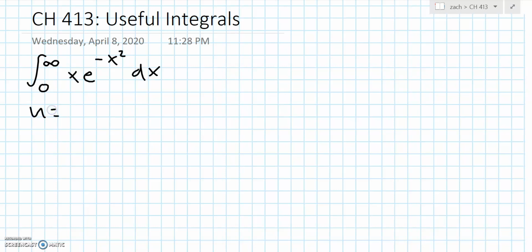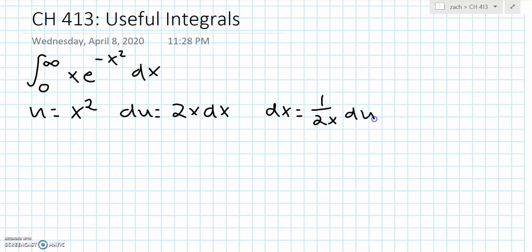So we're going to set u equal to x squared. So then we have du is equal to 2x dx. I think this is where a number of people just make a silly mistake in the integration, and that's, you need to rewrite this in terms of dx. So then you have 1 over 2x du.